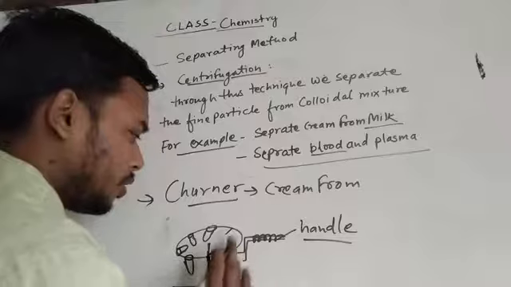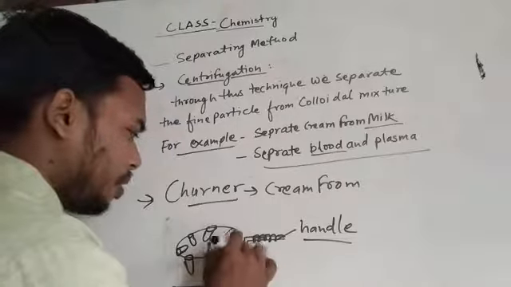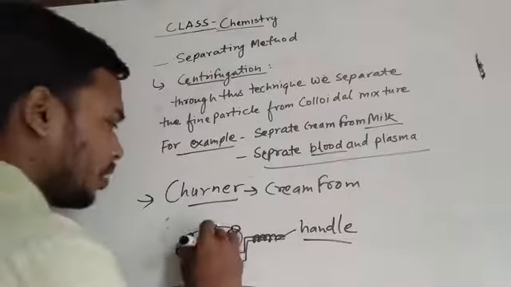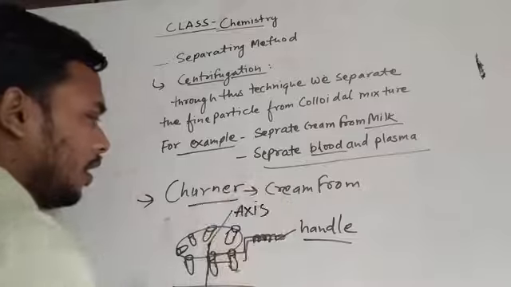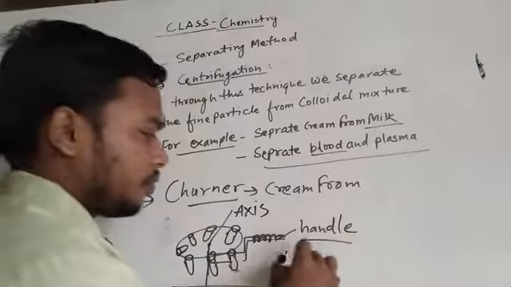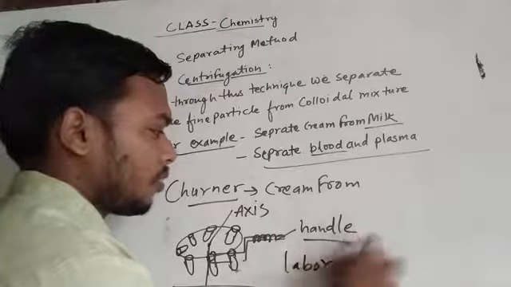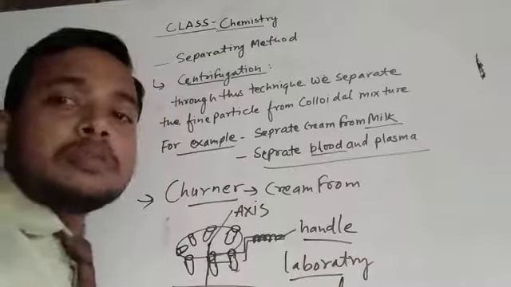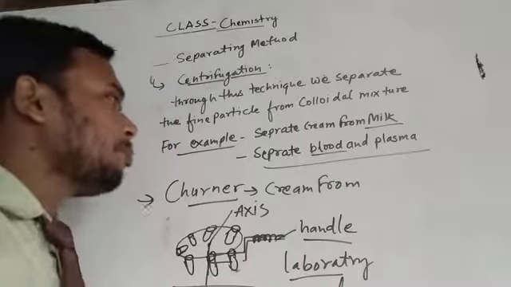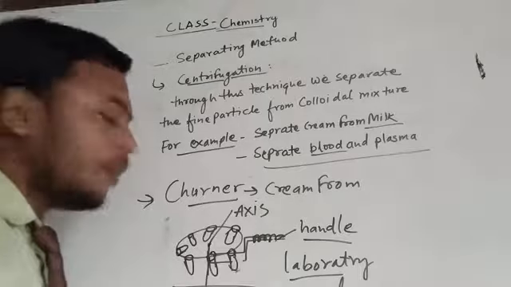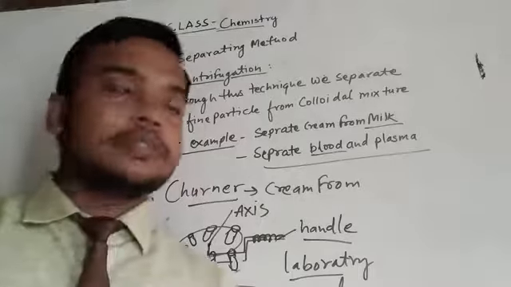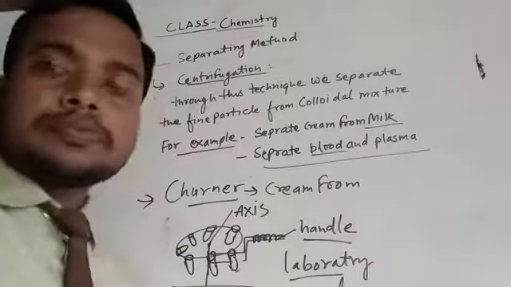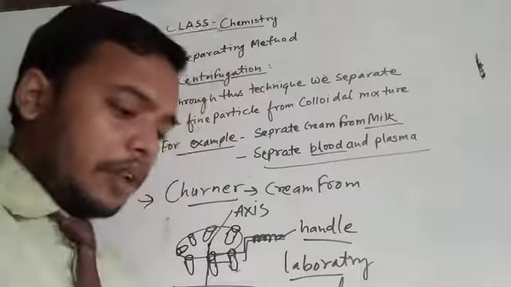This centrifugation equipment is used in a laboratory. It is a manual centrifugation machine for separating blood and plasma for diagnosis purposes. A manual churner machine is also available in the market.